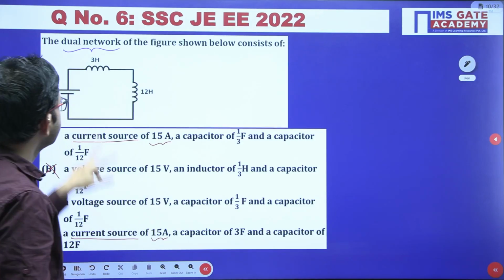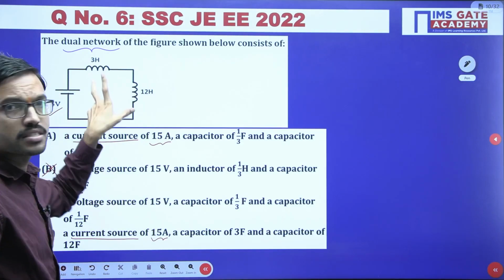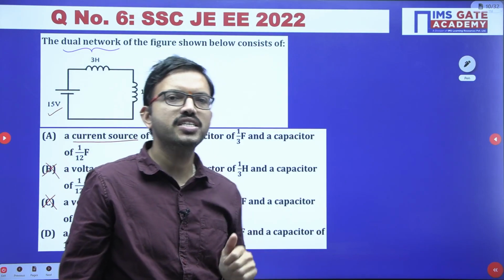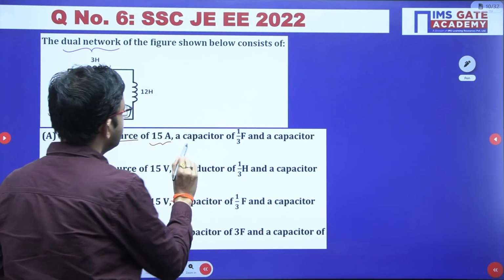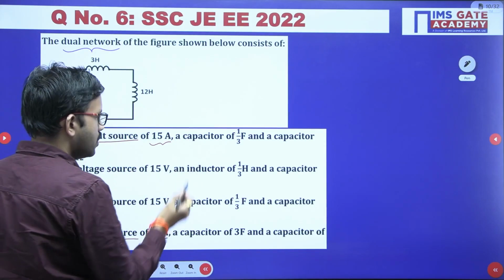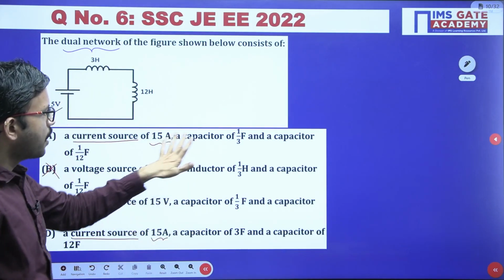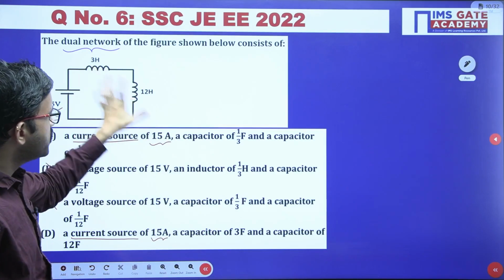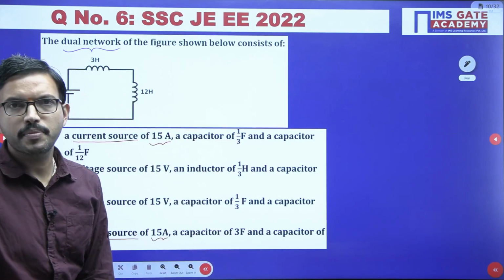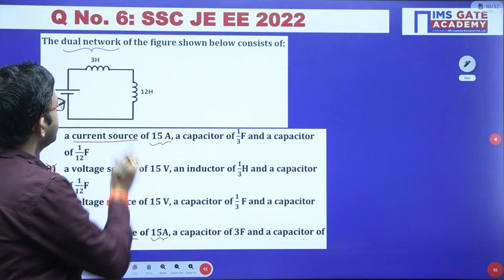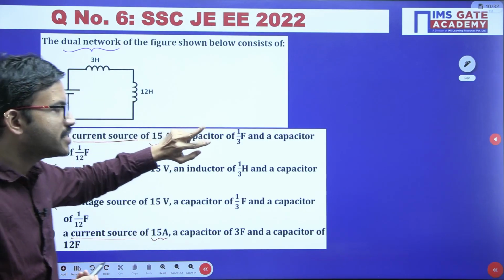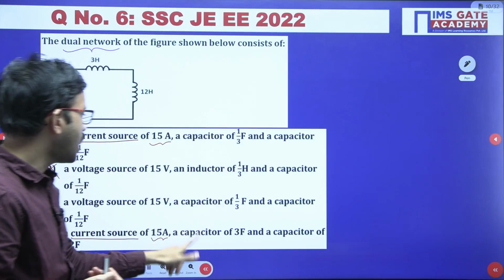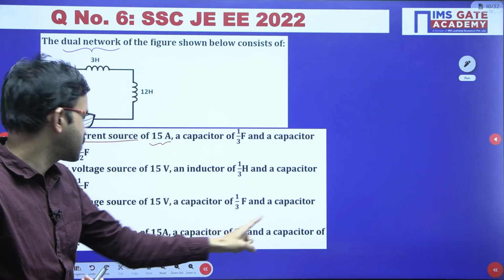Next, here you are having inductors. Regarding inductors, just now we have mentioned the dual of inductor is capacitor, right? So here you can observe in both options they have given capacitors only, because you are having 2 inductors, accordingly they have given 2 capacitors. But in option A, whatever the inductor values you are having, they have done the reciprocal, whereas in option D they have considered as it is.